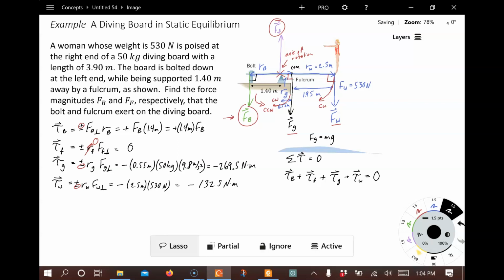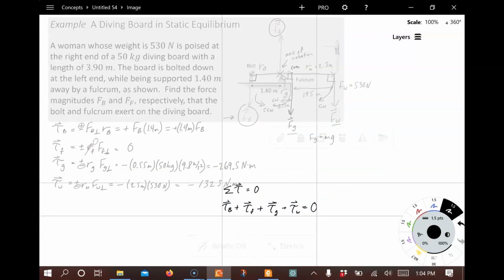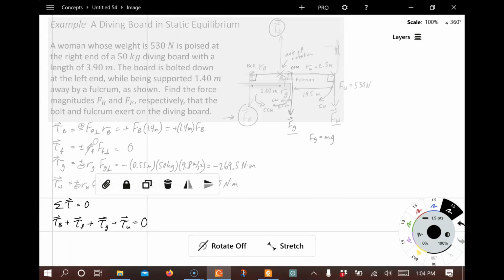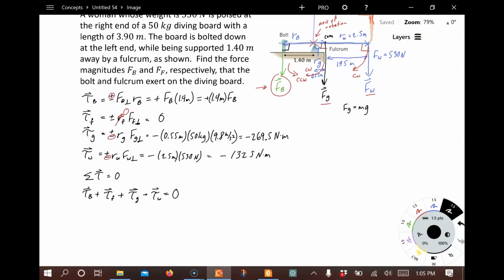Well, we're going to do what the equation tells us to do right over here. We're going to add up all those torques and set them equal to 0. So for the bolt, we've got 1.4 meters times FB. For the fulcrum, 0, plus the torque of the board's own gravitational force, a negative 269.5 newton meters. And finally, for the woman's torque, a negative 1,325 newton meters. Add them all up and set equal to 0 because it's in equilibrium.